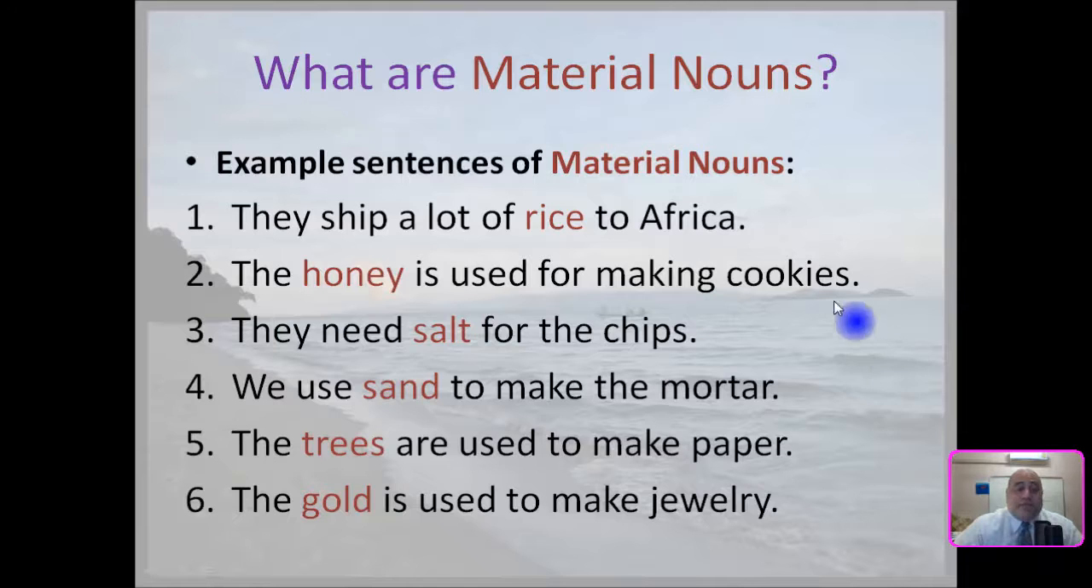Example sentences of material nouns. Number 1, they ship a lot of rice to Africa. Rice, a natural resource, rice to Africa. Number 2, the honey is used for making cookies. Number 3, they need salt for the chips. Number 4, we use sand to make the mortar. Number 5, the trees are used to make paper. And number 6, the gold is used to make jewelry.